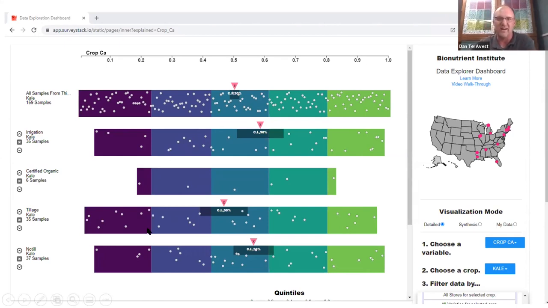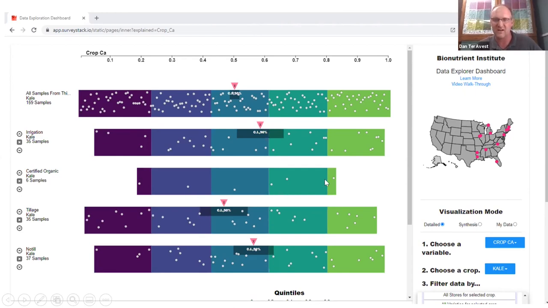So I set my variables down here. I selected this to detail. I chose calcium. I chose the crop as kale. Now this top bar is all of the calcium observations in kale that we have in our system. If you were to scroll down, there are filters that you can use to look for specific farm practices. So if I go down and check irrigation, here's irrigation. Now I see the distribution of irrigation samples compared to the whole data set, and I see that my mean is shifted up. So yes, we're seeing a positive effect of irrigation.